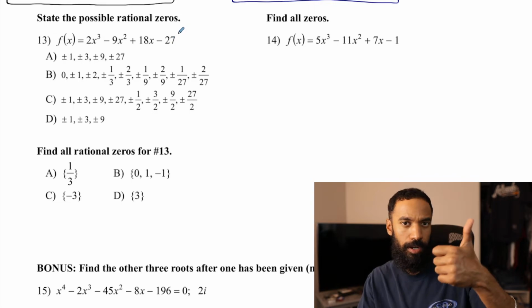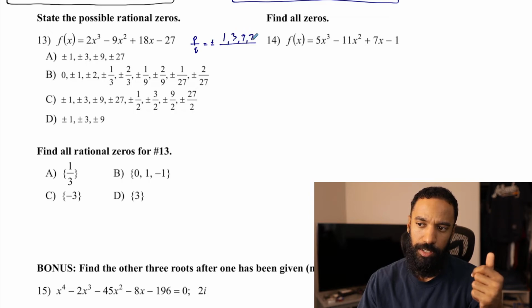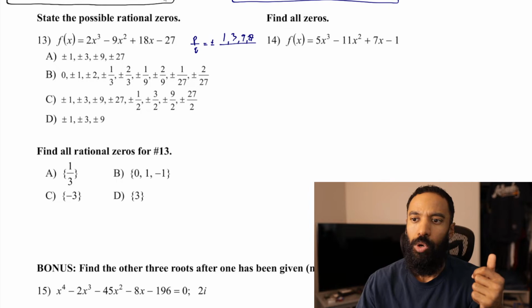Factors of 27 are 1, 3, 9, and 7. Actually, let me write that. So 1, 3, 9, and 7. 27, if I said 7, I'm sorry. 1, 3, 9, and 27.